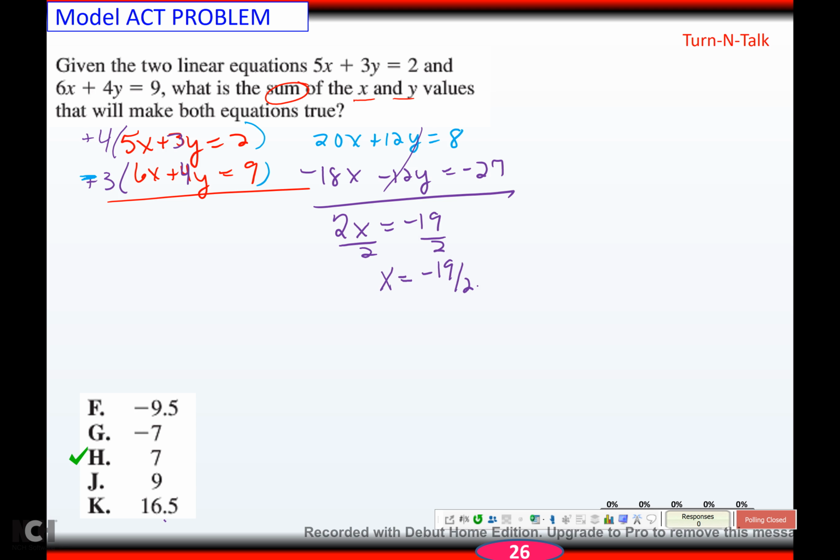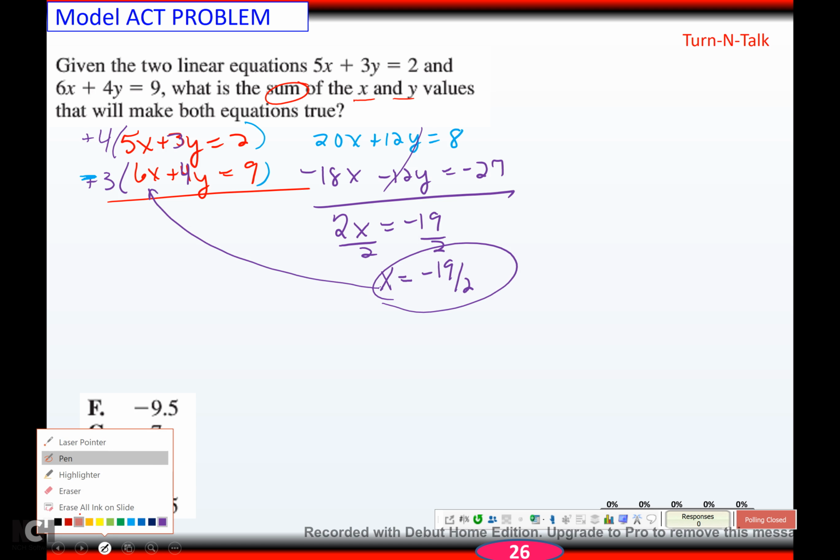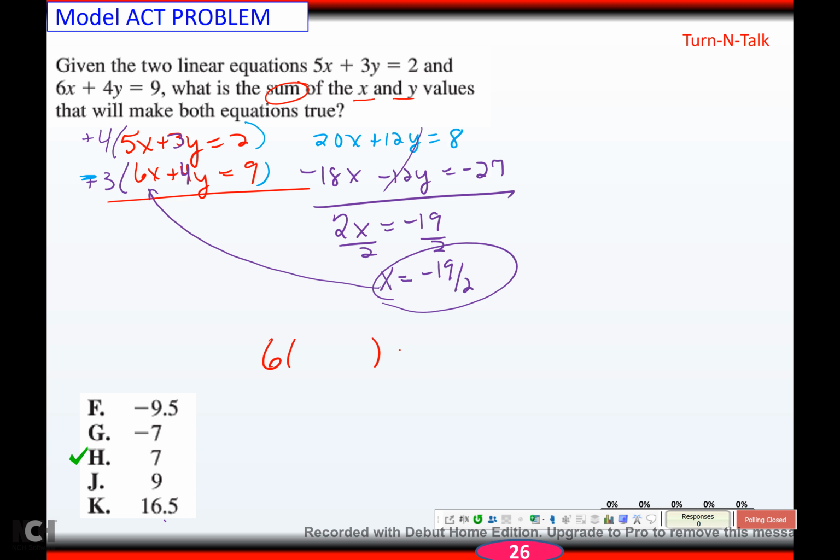Okay? There's x. Now I've got to find y, so I'm going to plug this back in. I plugged it into the bottom equation, which says 6 times x plus 4y equals 9. Plug it in, negative 19/2, and solve it. If you distribute the 6 just to the top, not the top and the bottom, that's going to be negative 114 over 2 plus 4y equals 9.